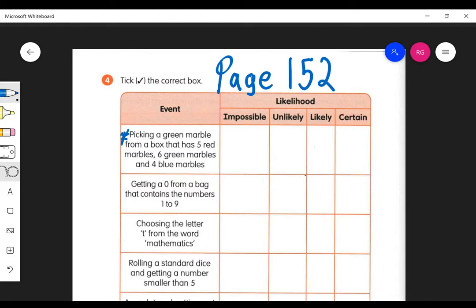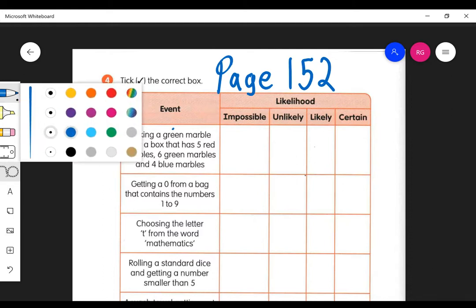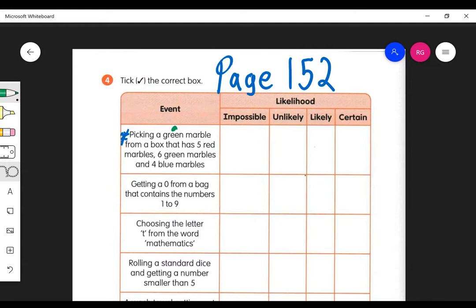So in this case, the event is picking a green marble. Okay, so let's use green. And the box has 5 red marbles, 6 green marbles, and 4 blue marbles. So it's 6 out of, how many would that be? 11 plus 4. So that's 6 out of 15. It's still less than 50%. So I am going to say that it is unlikely that we will pick a green marble.